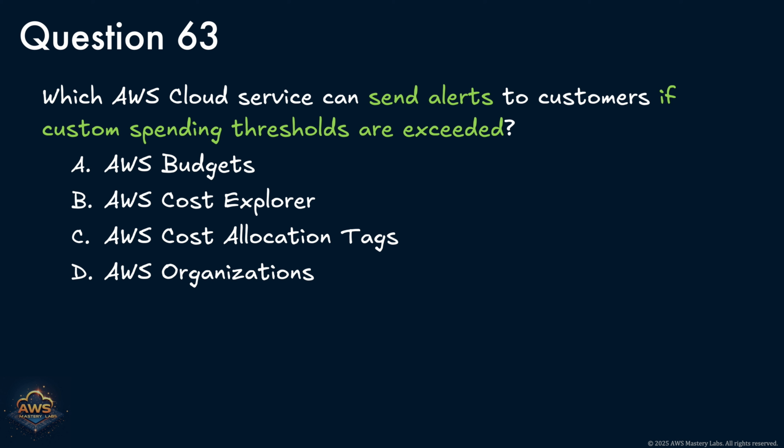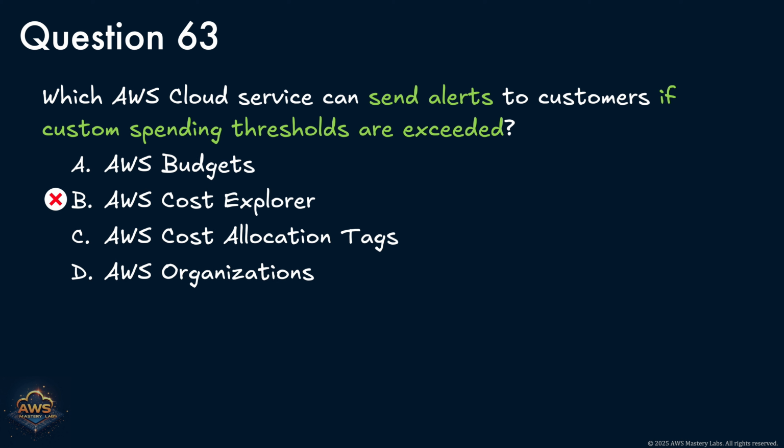The question is centered on budget alerts in the context of AWS cloud costs. The phrasing, "send alerts," is a strong indicator that the service must support proactive notifications. Then there's custom spending thresholds. This implies a user-defined monetary limit that, when crossed, should trigger some form of automated alert. So we're looking for a cost management tool in AWS that not only tracks spend, but can also take action when limits are breached.